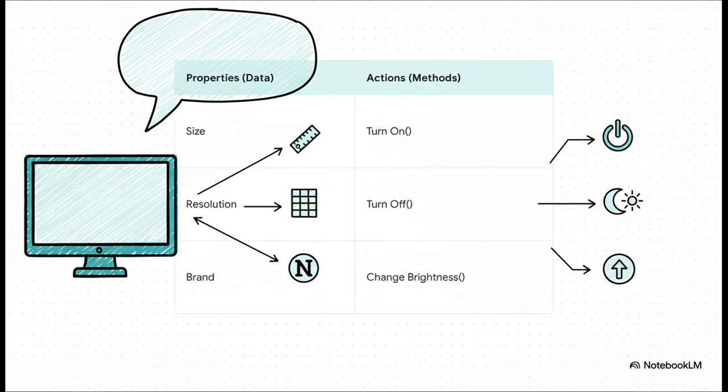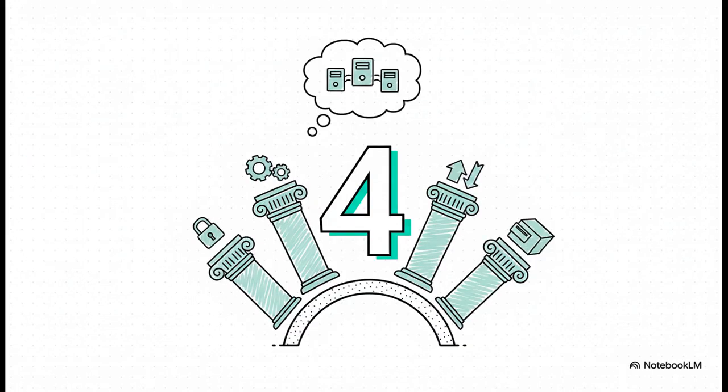Let's make this a bit more concrete. Think about the monitor you're probably looking at right now. If we wanted to model that monitor as an object in our code, its properties would be things like its size, its resolution, maybe its brand, and its methods, the actions it can take, would be functions like turn on, turn off, or even change brightness. You can see how we're starting to build a little digital blueprint of a real-world thing. So, that's the basic idea of an object.